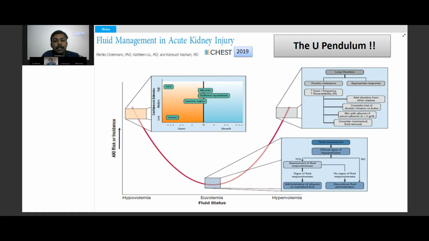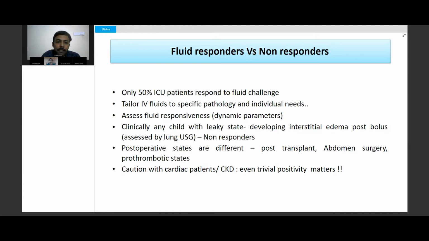Only 50% of the ICU patients respond to a fluid challenge. So 50% of the patients don't respond to fluid because of their primary pathology. This is in contrary to the statement to at least give 30 ml per kg. No, some patients don't even tolerate 10 ml per kg of fluid bolus. So we need to tailor fluids to individual pathology and individual needs and assess fluid responsiveness whenever possible.